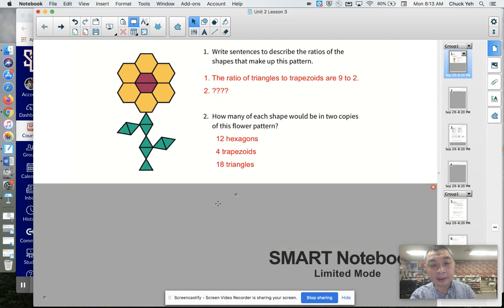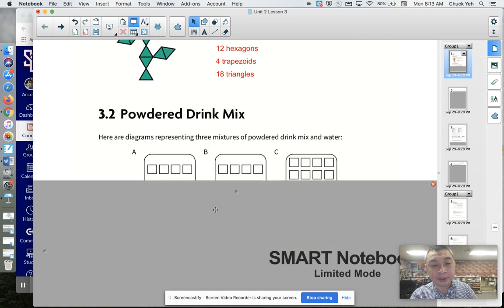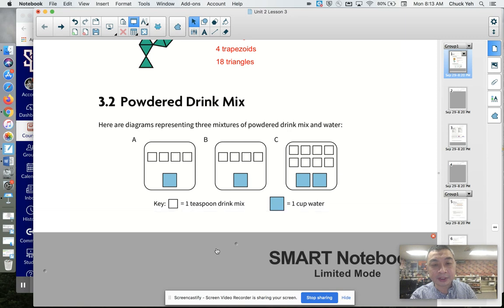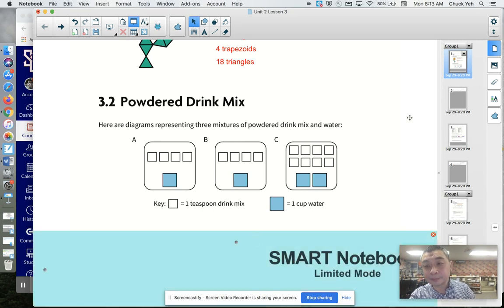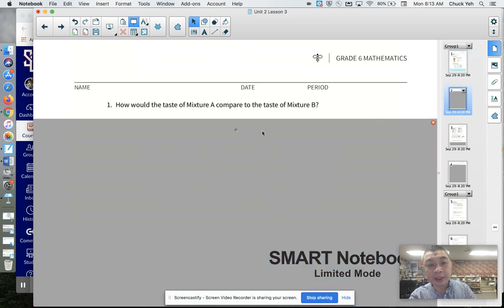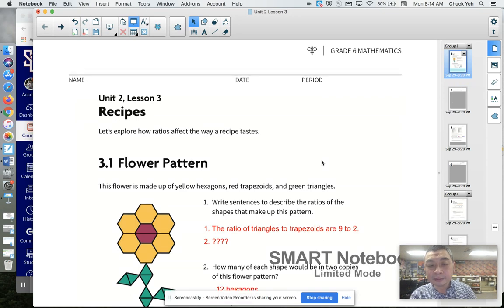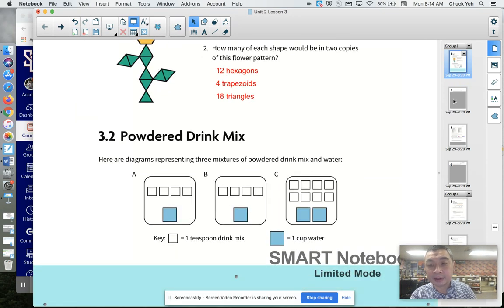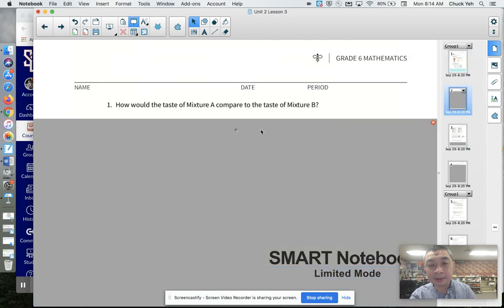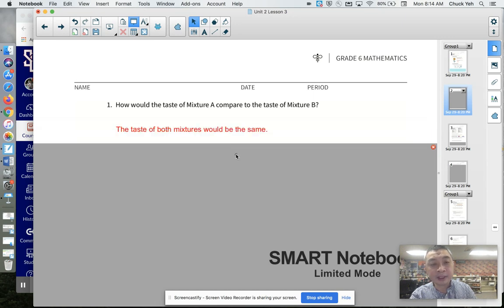Then 3.2: here are diagrams that represent the 3 mixtures of the powdered drink. So 4-1, 4-1, and 8-2. Kind of remember that. How would the taste of mixture A compare to the taste of mixture B? How would it taste, A and B? Well, it would taste the same, right? Again, pause it and then unpause it, and you can see my answer. The taste of both mixtures would be the same. That's what I would think.